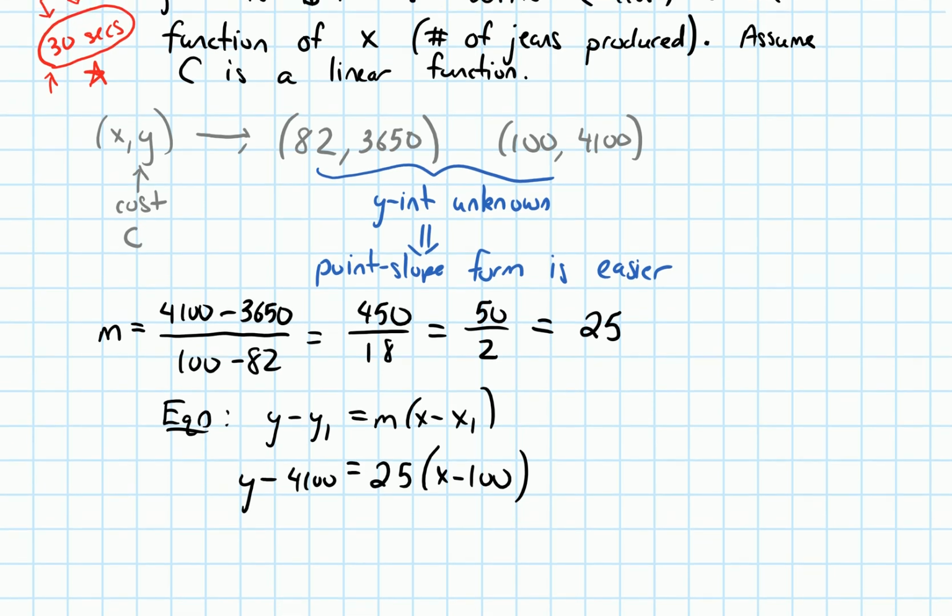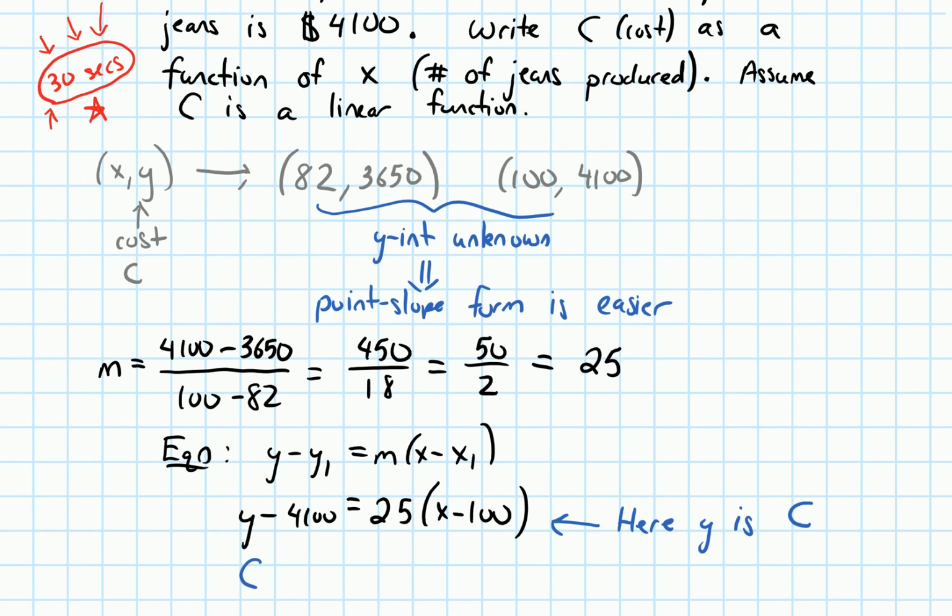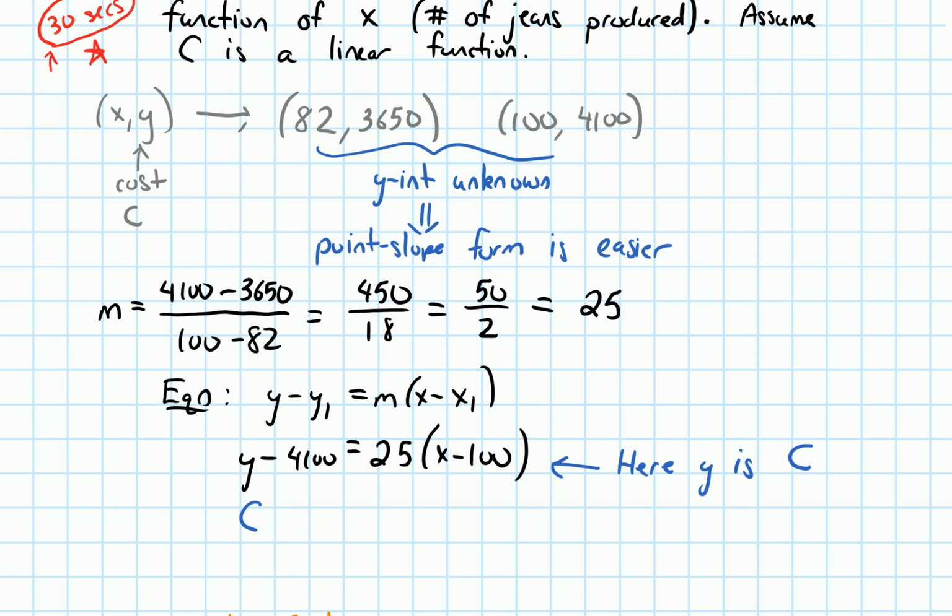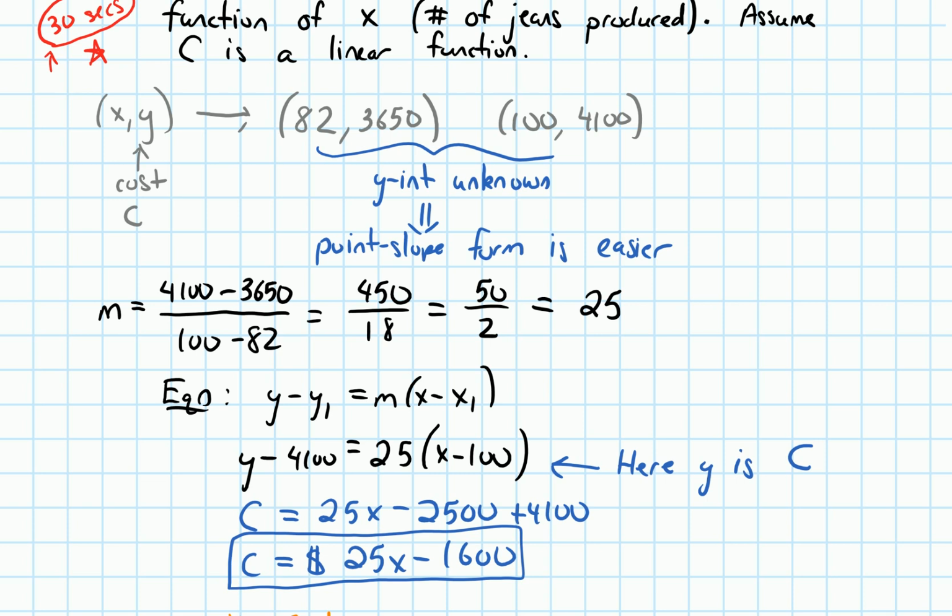Okay, so let's remember here that in my problem, I don't have y as a variable. I have c. So here y is actually c. So I have c, and I want to write c as a function of x. That's what it said to do, right? C as a function of x, which means I don't get to stop here. I have to isolate c. So if I distribute 25, we get 25x minus 2,500. And if I add the 4,100, so plus 4,100, and simplify, we get c equals 25x minus 1,600. And that is our cost function. And it has units. The units are dollars, so I can't forget about those. And that's my cost function right there.